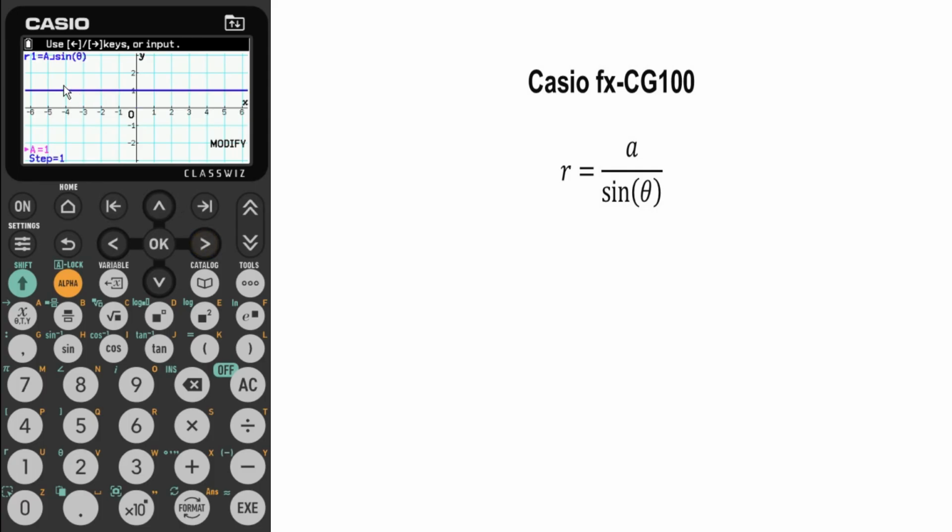When a equals 1, you see we have a horizontal line at y equals 1. When a equals 2, we have a horizontal line at y equals 2. And this also applies for negative values of a. For example, when a equals negative 2, we have a horizontal line at y equals negative 2. In general, r equals a over sine theta gives us a horizontal line at y equals a.